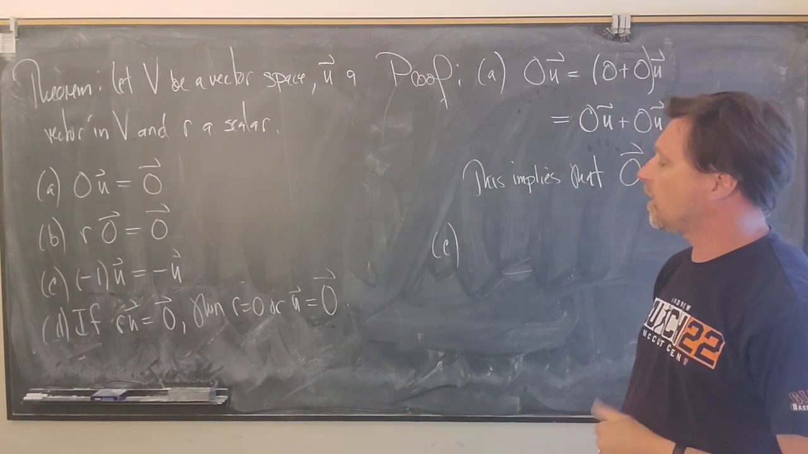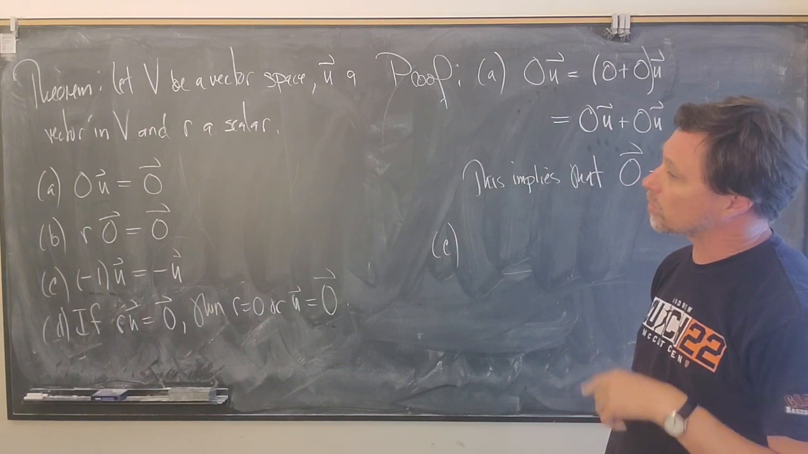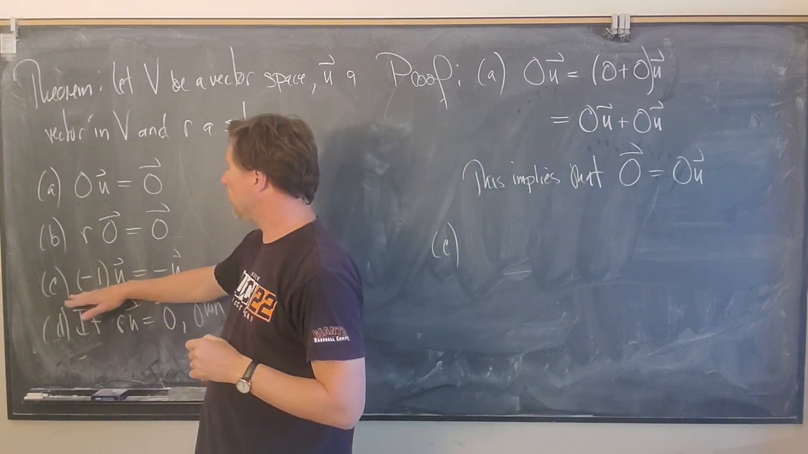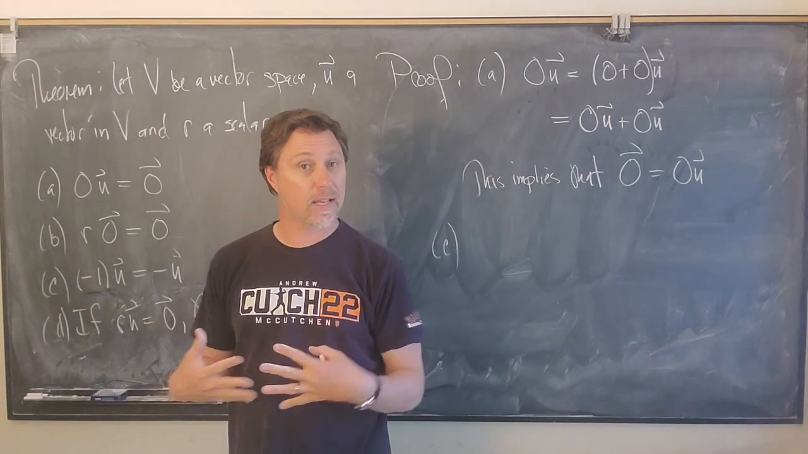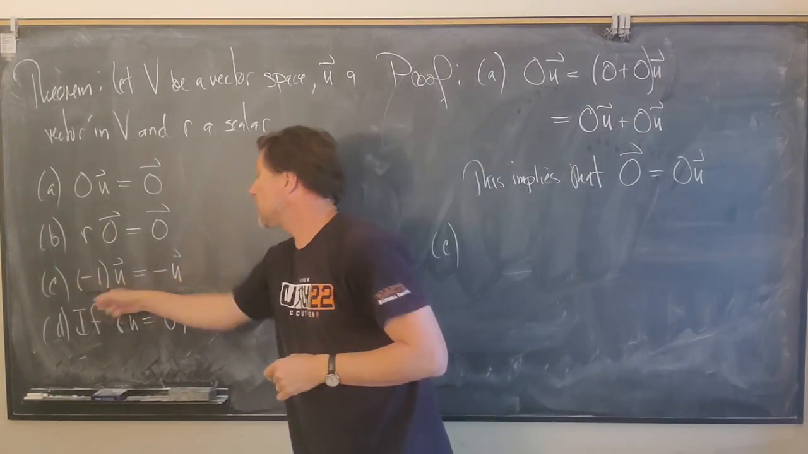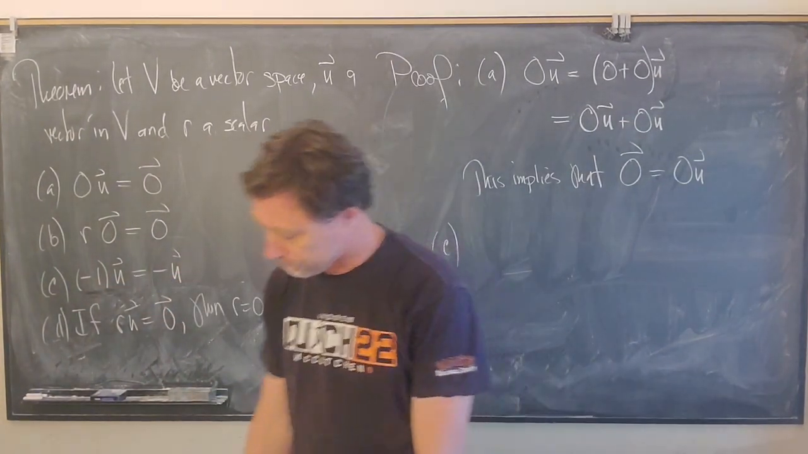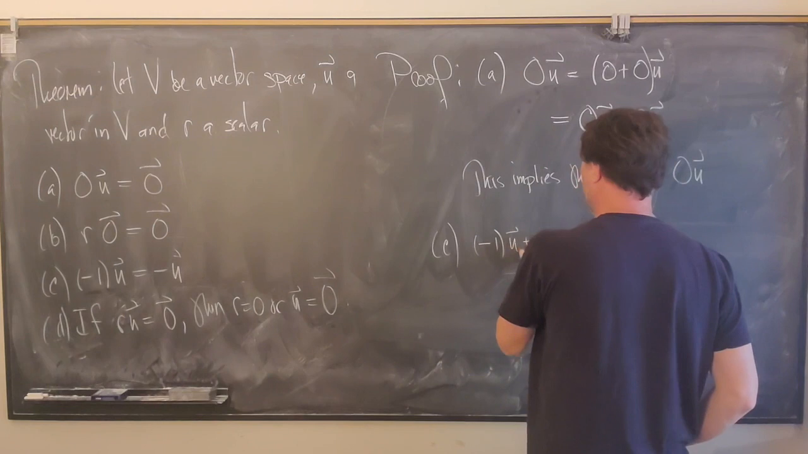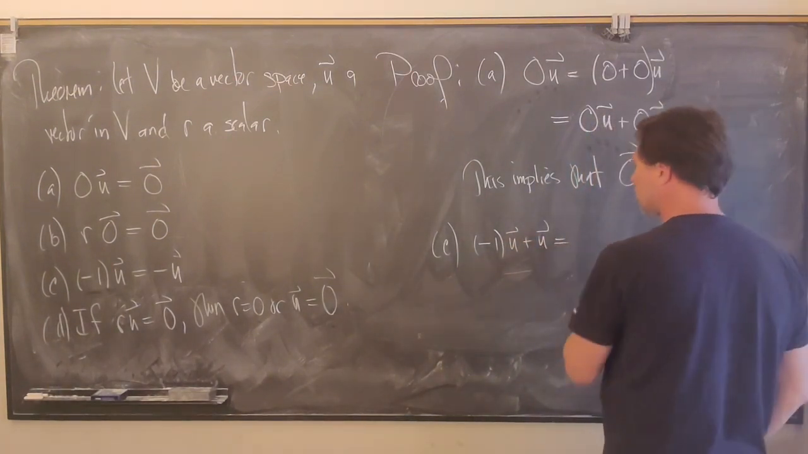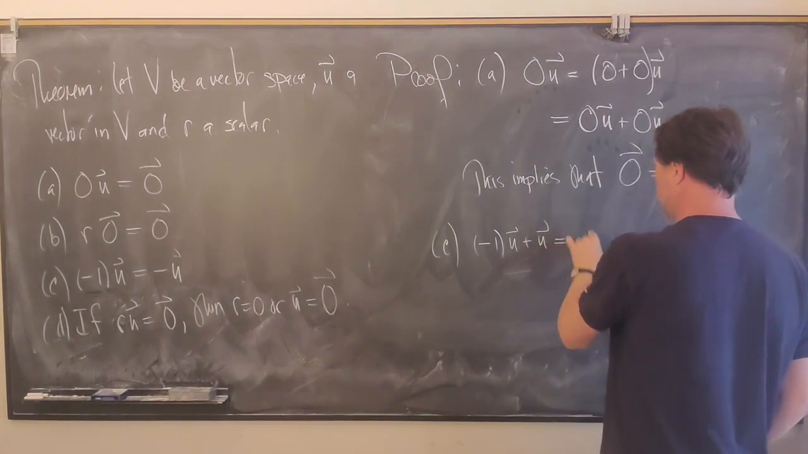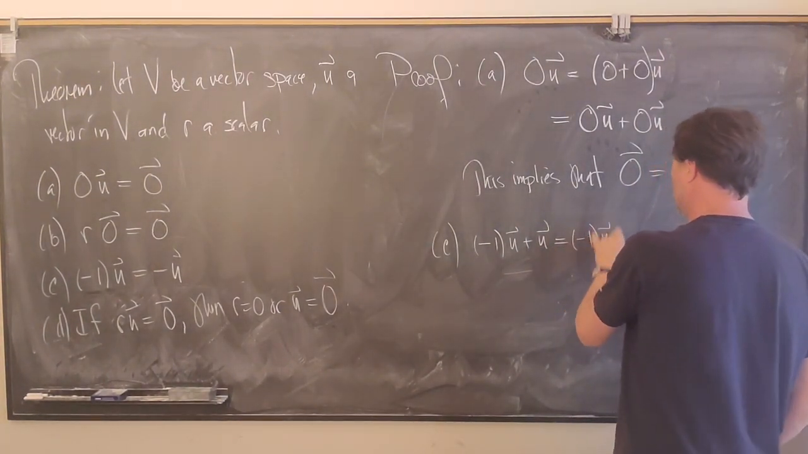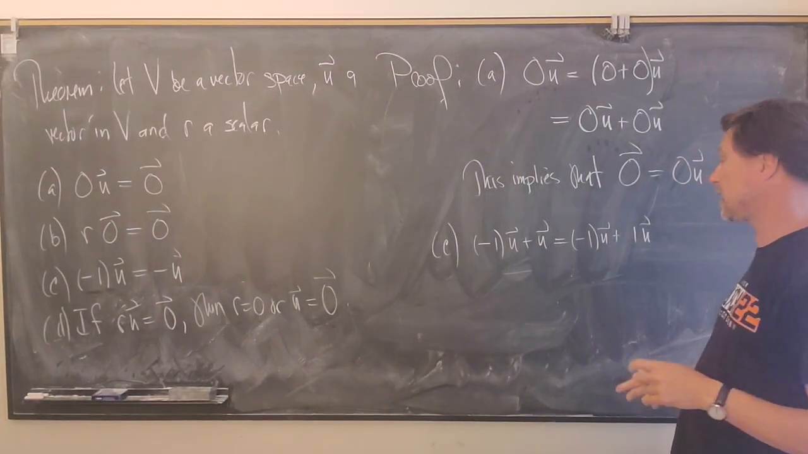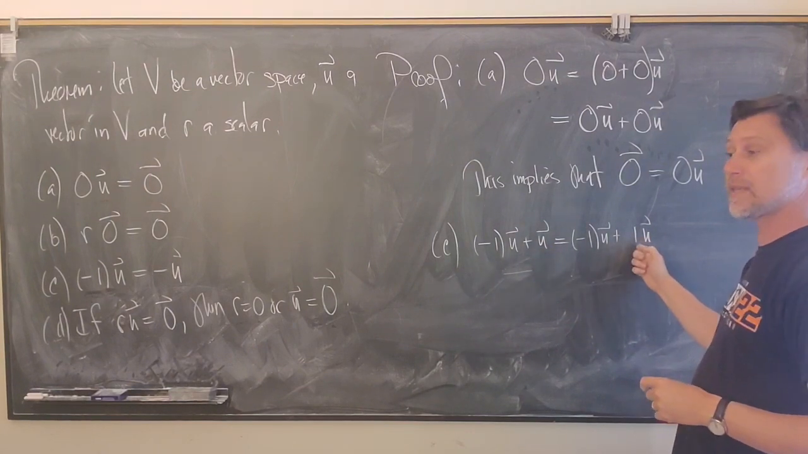So part C says minus 1 times u equals minus u. So what I need to do is look at u plus minus 1 times u. If by adding those together I get the 0 vector, then I can conclude that this vector is the additive inverse of u. So let's go like this. Minus 1 times u plus u is equal to, well, this is going to be minus 1 u plus 1 times u. And remember, that's axiom, I believe it's axiom 10, u is equal to 1 times u.